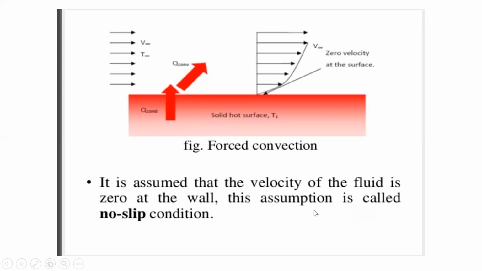So here what is being explained is how the layers are going to affect. One thing you have to remember is that it is assumed that the velocity of the fluid is 0 at the wall. This assumption is called the no slip condition. So we are assuming the velocity of the fluid is 0 at the wall, so at this particular point there is 0 velocity at the surface. When the fluid is in contact with the solid surface, at that particular point only, the velocity is 0. That is nothing but the no slip condition.